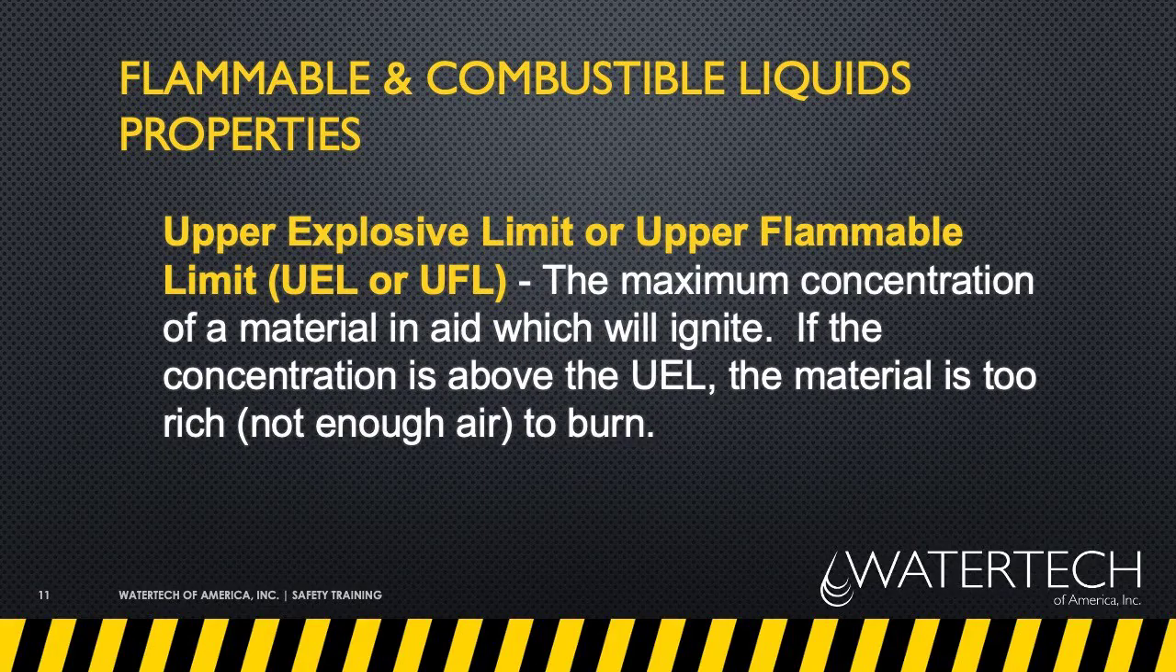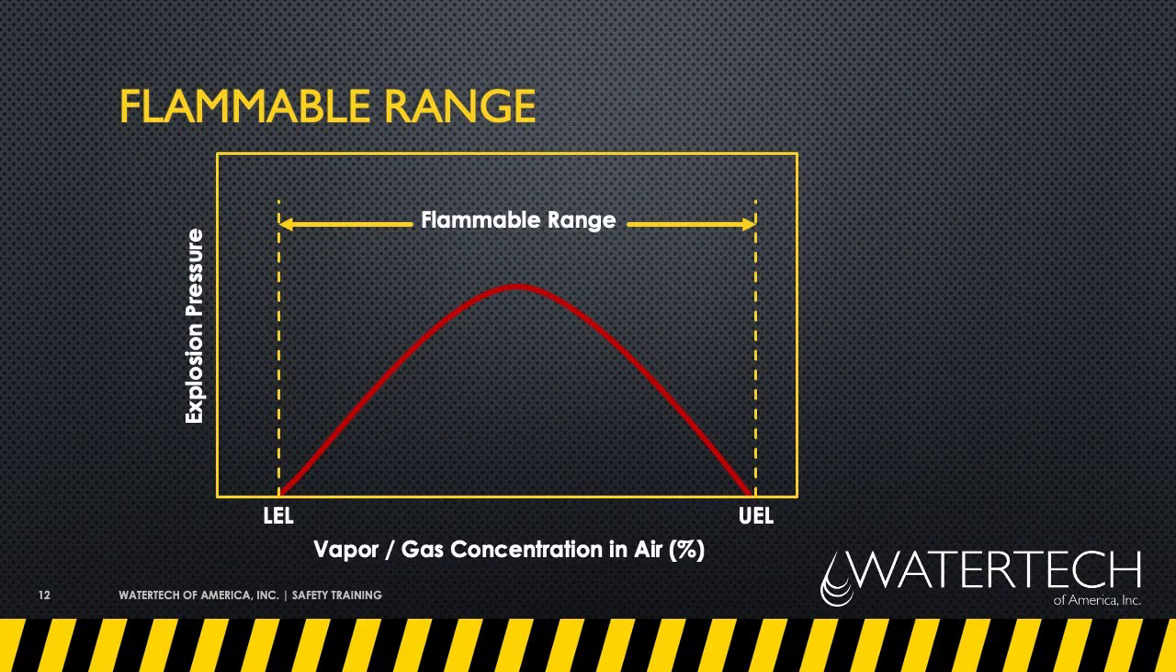The concentration between the lower explosive limit and the upper explosive limit is the flammable range. We want to try to stay out of the flammable range because this is the range at which there's enough vapor to start a fire and keep it going. The upper explosive limit, or UEL, is where the mixture is too rich and there is not enough air to burn. Above the UEL, the mixture is too concentrated for combustion to take place.